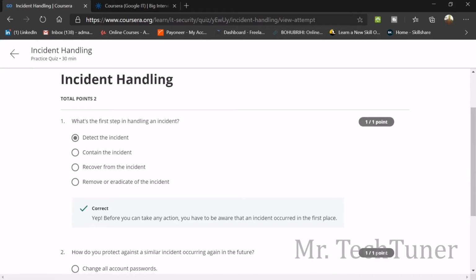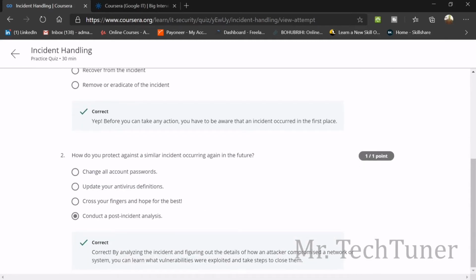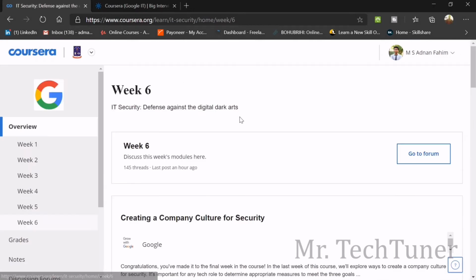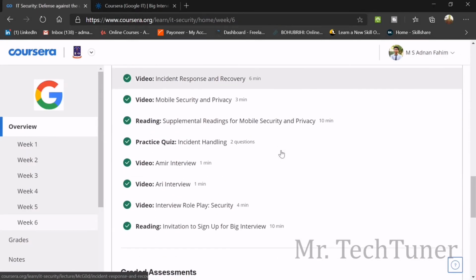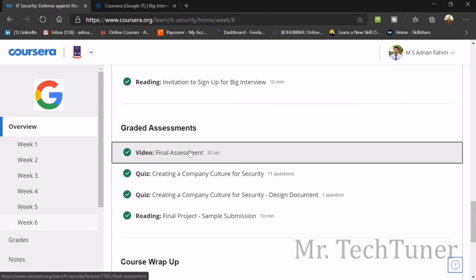What's the first step in handling an incident? You need to detect the incident. That's the first step. How do you protect against a similar incident occurring again in future? You can conduct a post-incident analysis. That's how you should do it. So our incident handling is also covered. Now we are going to our final assessment.